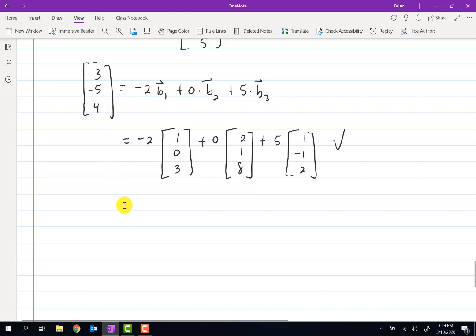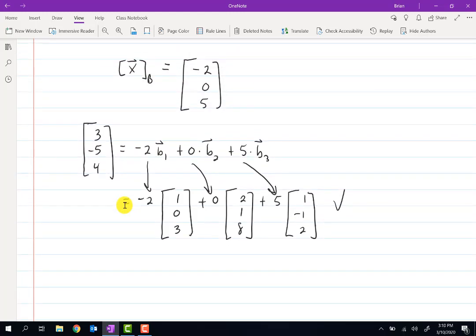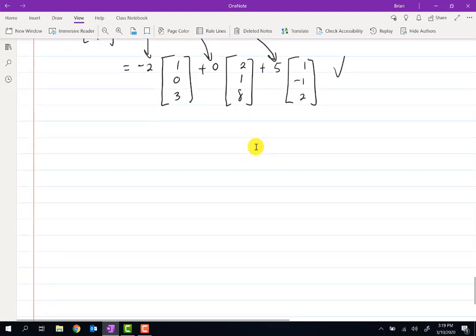So the most important thing is this. And notice the vector x sub b, well there's our negative 2 right there. There's our 0. And there is our 5. So this gives the coefficients in front of the basis vectors. Now that you have the gist of what we're doing, let's get into some of the theory.